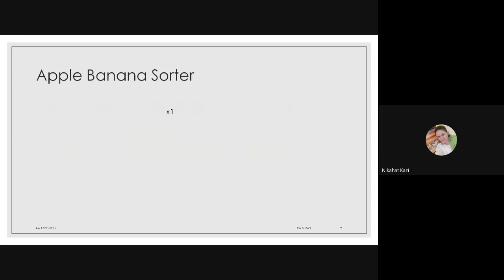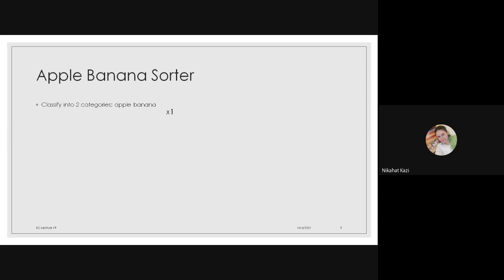Next, we'll see one more problem based on a perceptron, that is the apple banana sorter. So what is this apple banana sorter? Consider you have to design a network to sort two categories of fruits, apples and bananas. You have to classify those fruits using your neural network.